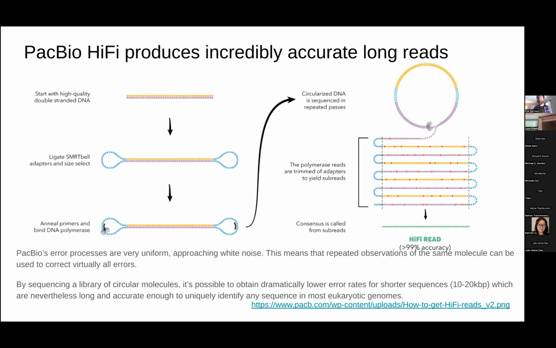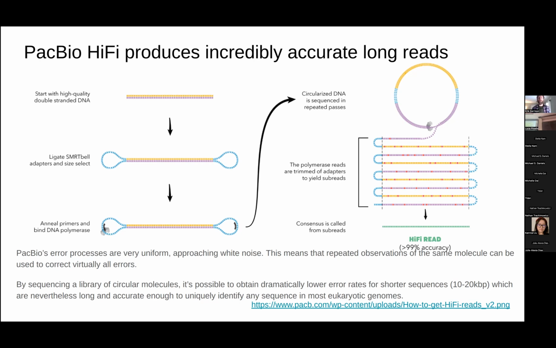And so the genius move was like, hey, we can just sequence the same molecule of DNA over and over. And the amazing thing about the error processes in PacBio is that they're super uniform, almost like white noise. And so if you keep observing the same thing over and over, you can build up a consensus of what the bases should be, even if you have really high rates of error, because the errors don't recur in the same context.